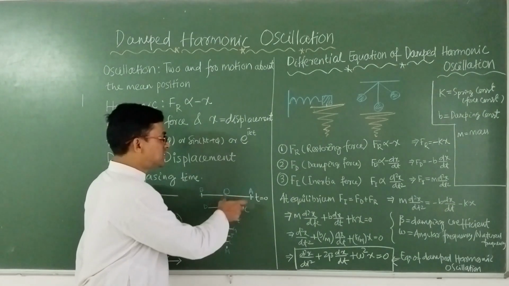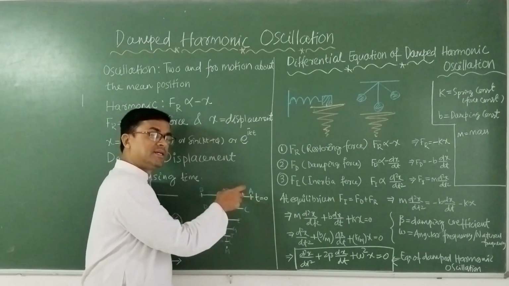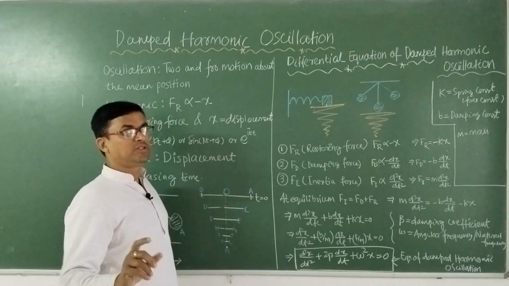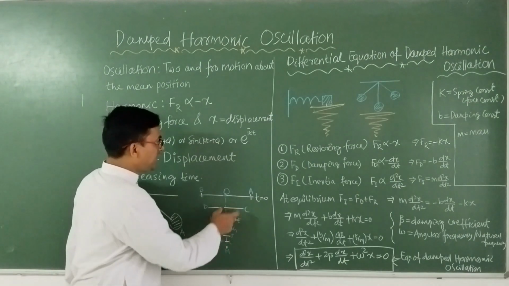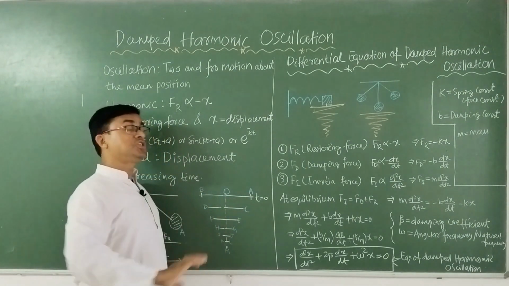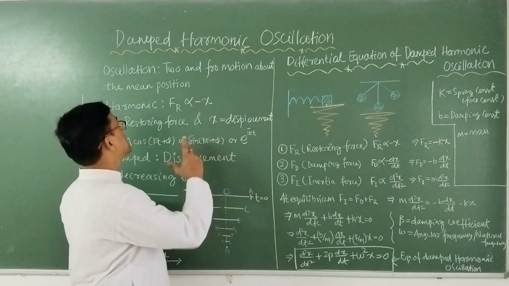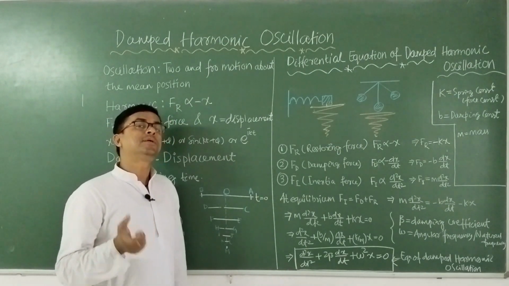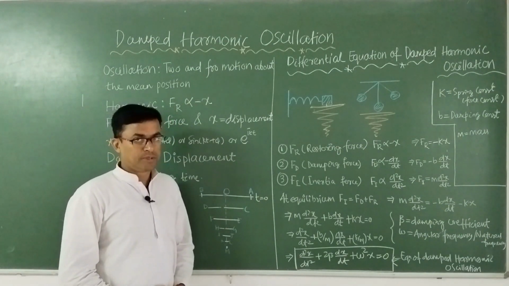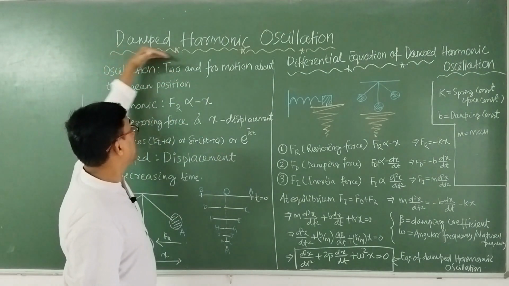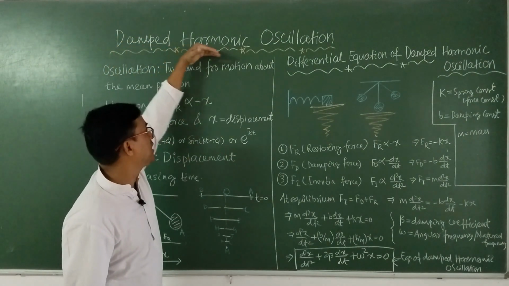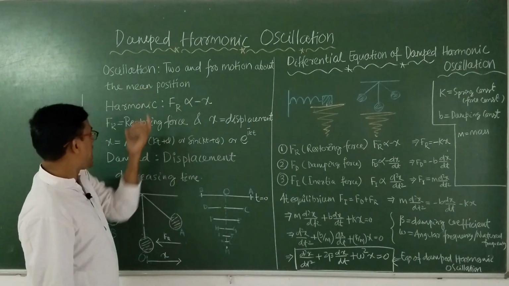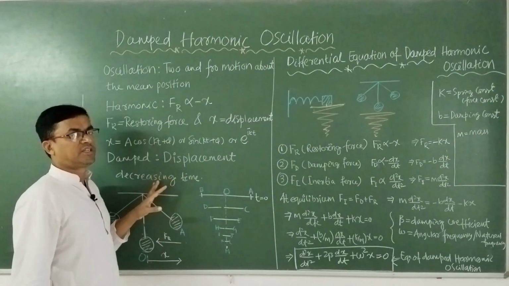That means this displacement is reduced with time. And the maximum displacement is called the amplitude. If the amplitude of the oscillation decreases with time, then we can say this is damped motion, where the amplitude is decreasing with respect to time. So now we got all these things: what is damped, what is harmonic, and what are oscillations. Then in the damped case, the displacement decreases with time.